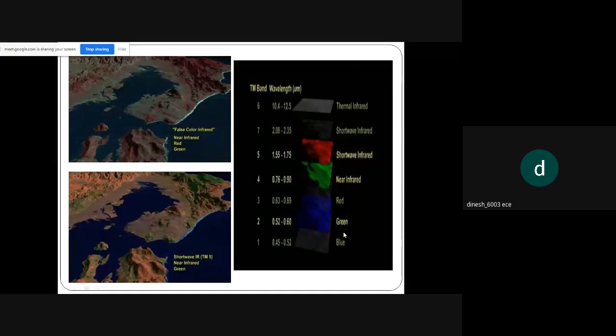One is the blue band, green band, red band, near infrared, short wave infrared in 2 different regions, and thermal infrared, which is divided into 0.45 to 0.52 for blue, 0.52 to 0.6 for green, 0.63 to 0.69 for red, 0.76 to 0.90 for near infrared, 1.55 to 1.75 for short wave infrared 1, and 2.08 to 2.35 for short wave infrared 2, and 10.4 to 12.5 micrometers for thermal infrared. Everything is in micrometers.